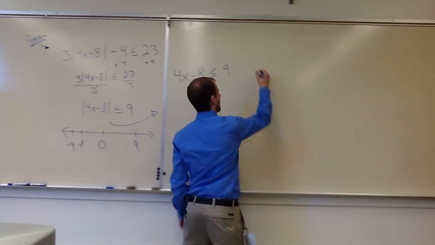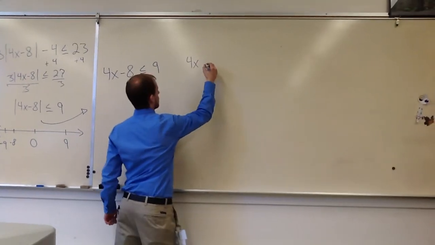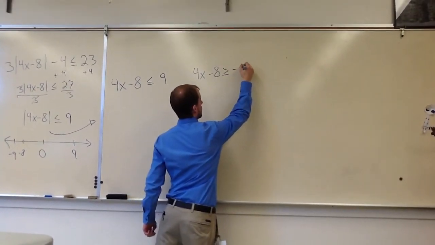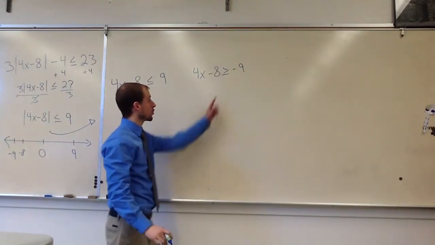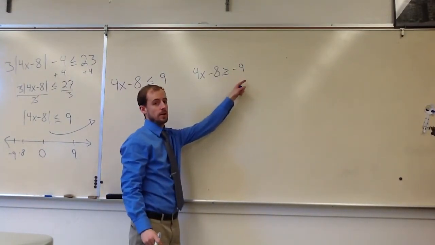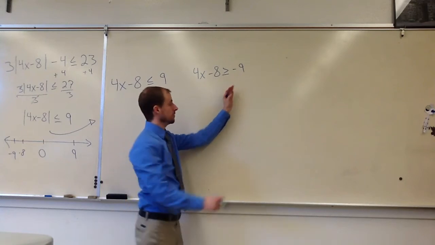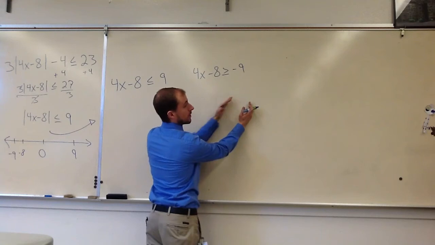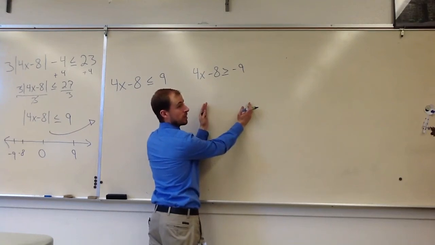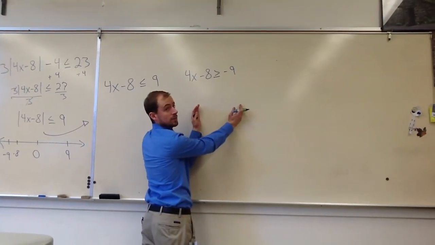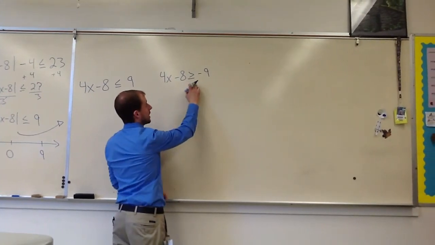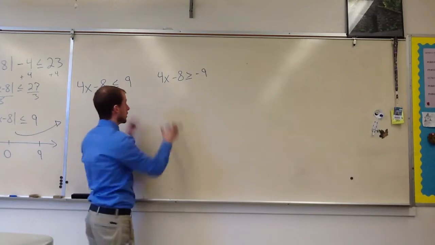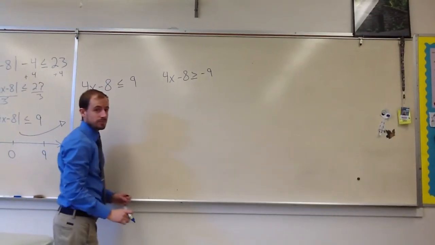4x minus 8 has to be greater than or equal to negative 9. Because on my number line, here's 0, and negative 9 is here. It's got to be greater than. So numbers that are greater than negative 9 would be like negative 8 or negative 7. So that's why I have greater than negative 9, because it's got to be less than 9 away from 0. So that's where my two problems come from.